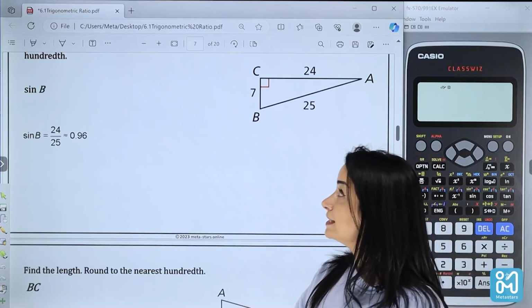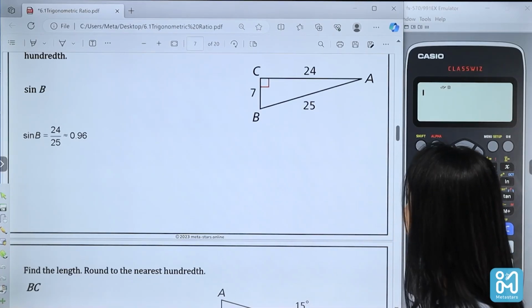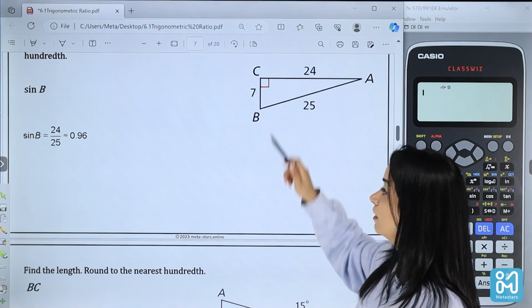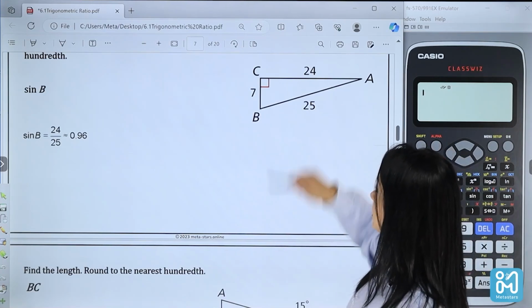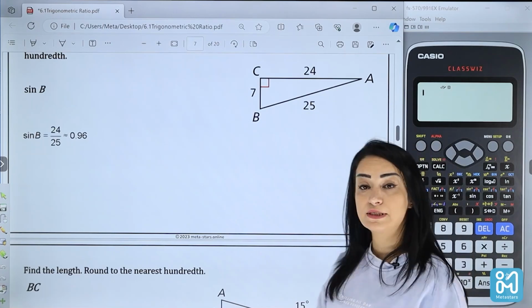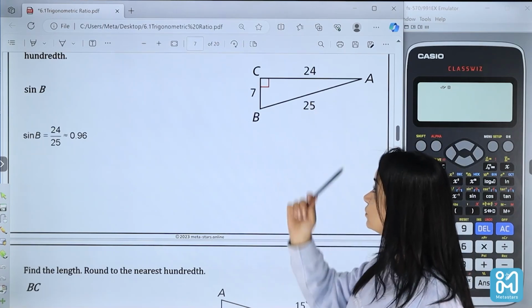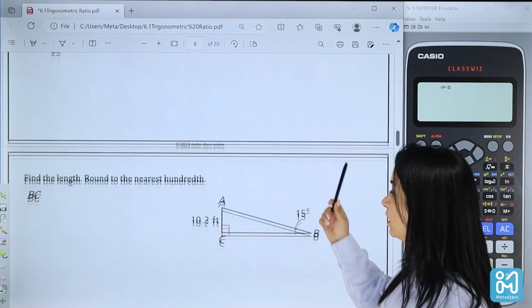Here, I need to find what? I need to find sine P. Sine P, this is P. So I need to find the sine. Opposite over hypotenuse. Opposite is equal to 24. Hypotenuse is equal to 25. So it's equal to 24 over what? Over 25.